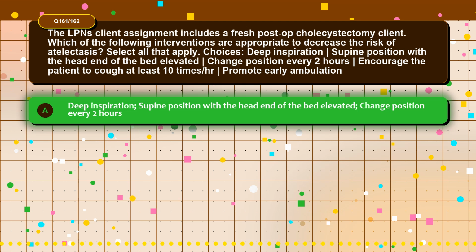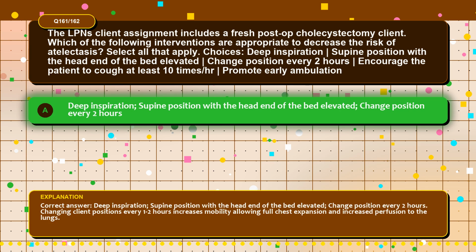The correct answer is option A. Deep inspiration. Supine position with the head end of the bed elevated. Change position every 2 hours. Changing client positions every 1-2 hours increases mobility, allowing full chest expansion and increased perfusion to the lungs.